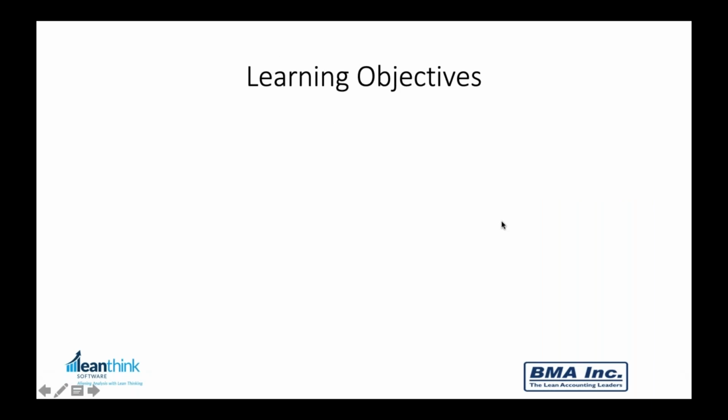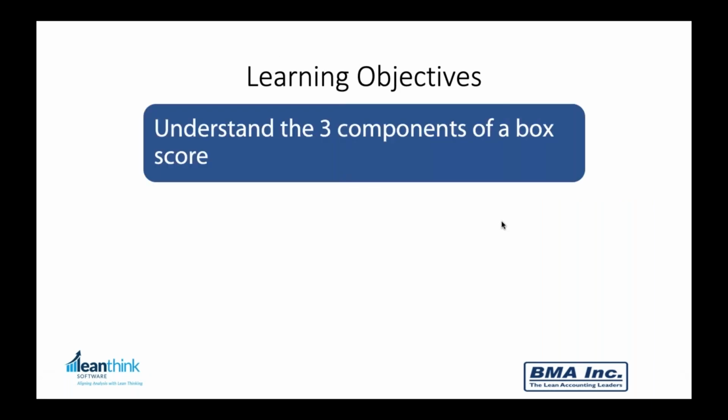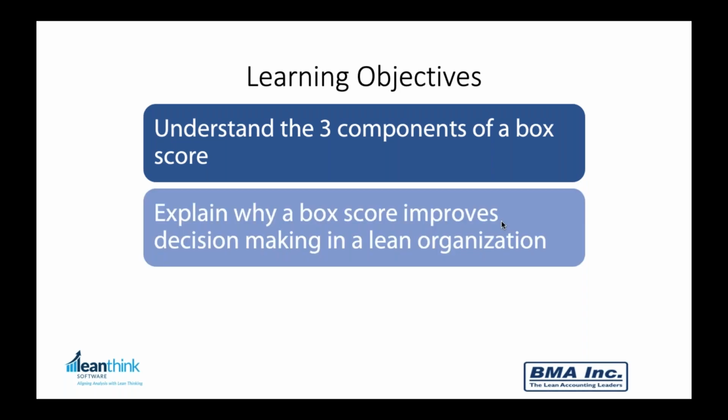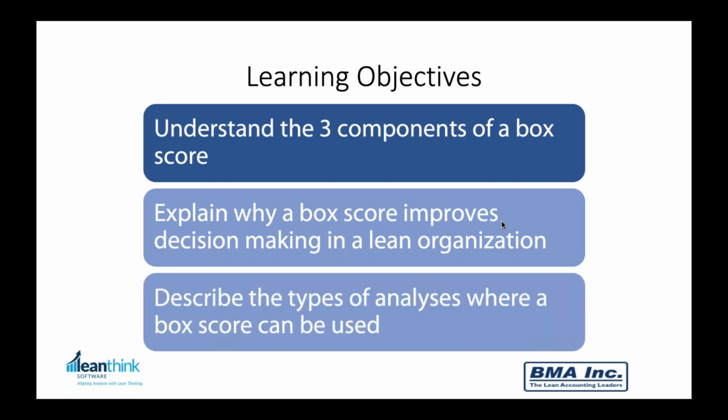So today's learning objectives are threefold. First is I would like you to be able to understand the three components of the box score, be able to explain why a box score improves decision-making in a lean organization, and be able to describe the different types of analyses where box scores can be used in lean organizations.